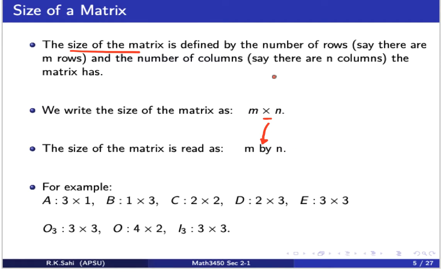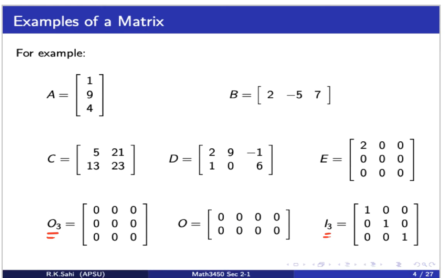Now let's go back to the previous slide. I'm going to look at all the sizes of these various matrices we had. Okay, let's start with A. It has how many rows? 3 rows, 1 column. The convention is we always write the number of rows first, and then we write down the number of columns. So this is 3 rows and 1 column. So we say 3 by 1.